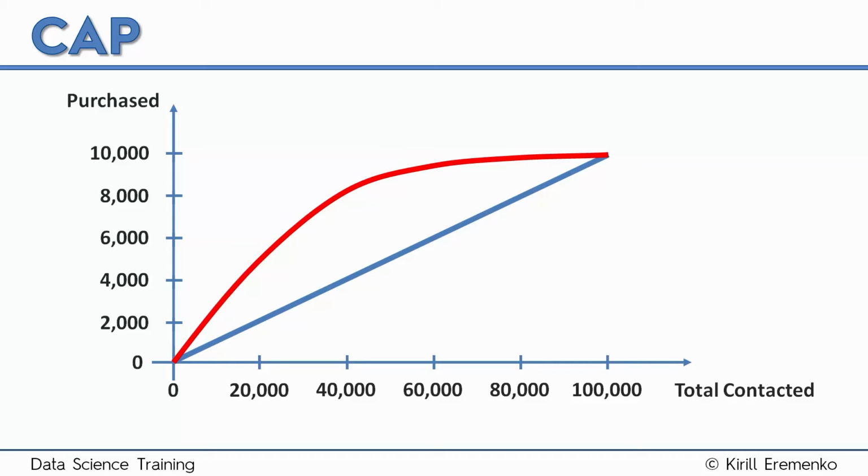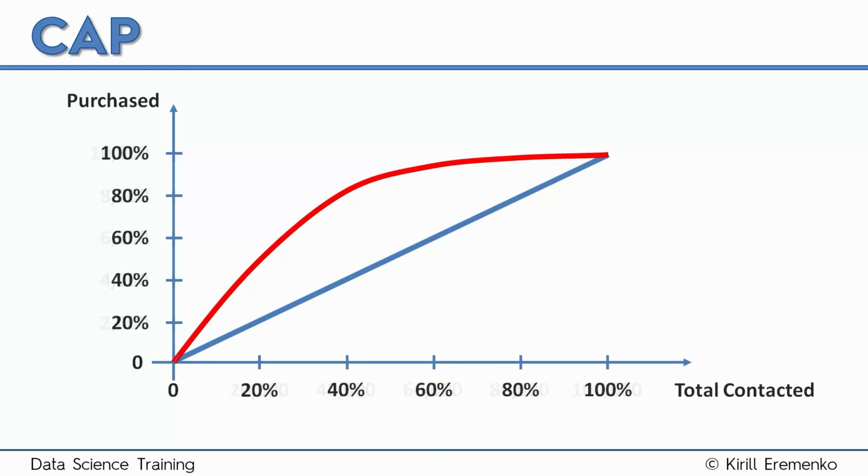And as you can imagine, the better your model, the larger will be the area under this line. So the area between the red and the blue lines will increase as your model gets better. And if your model is worse, then this red line will be closer to the blue line, so it'll be closer to random. The next step we want to do is convert these axes from absolute values to percentages, so they range from 0 to 100%. And this is how the CAP curve is normally represented.